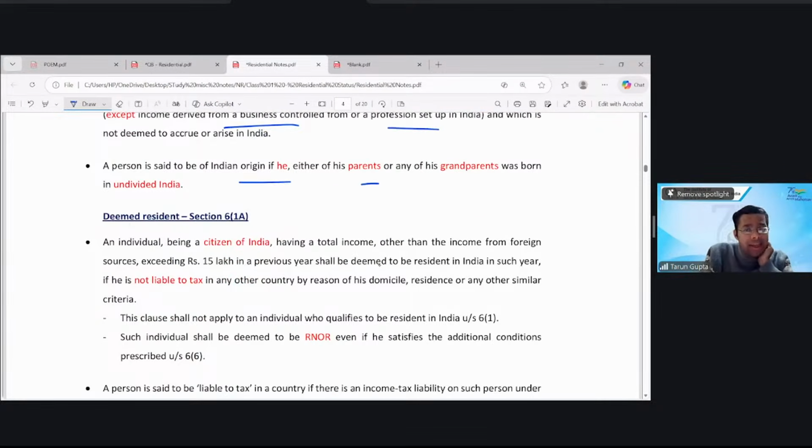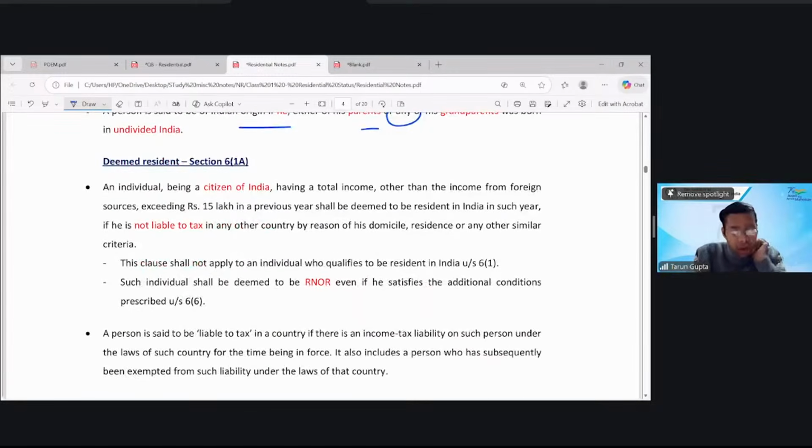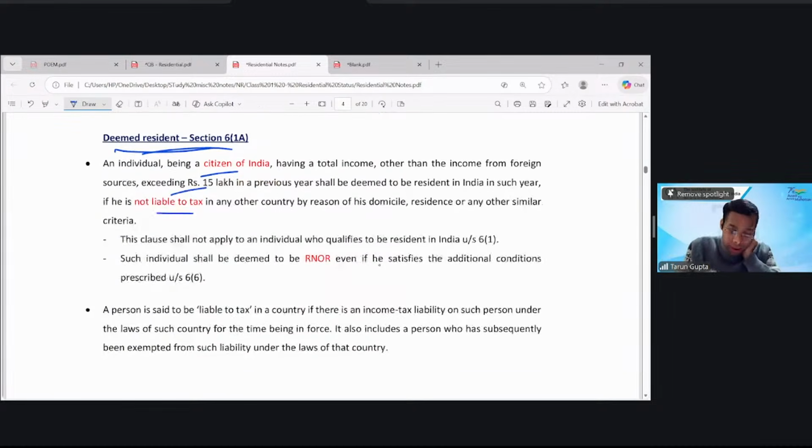A person of Indian origin, where either a parent or any grandparent was born in undivided India. Now, deemed residency has three conditions: an Indian citizen, Indian income exceeding 15 lakh, and not liable to tax elsewhere. Then you are deemed to be resident in India. In such a case, you always qualify as RNOR, and deemed residence applies if you qualify as NR under 6(1).